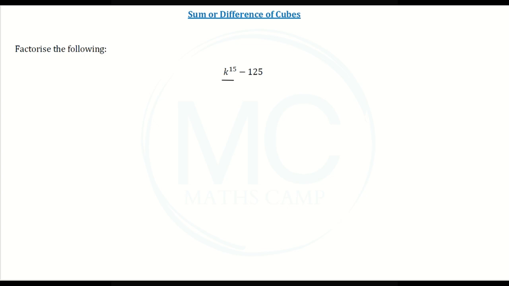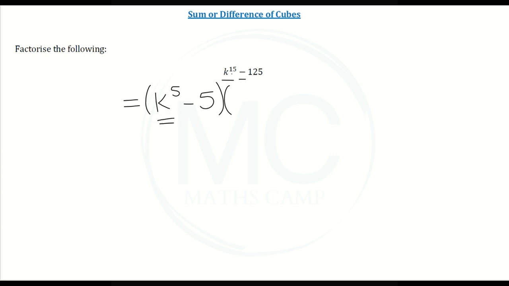Let's do this now. Let's open our first bracket. 15 divided by 3 is 5. So the cube root is k to the power of 5. We have a minus sign. Put a minus in there. 125 cube root gives us 5. Let's close our bracket. Open our second bracket.